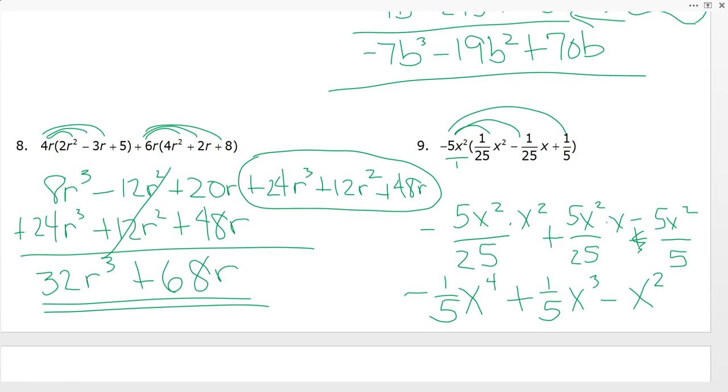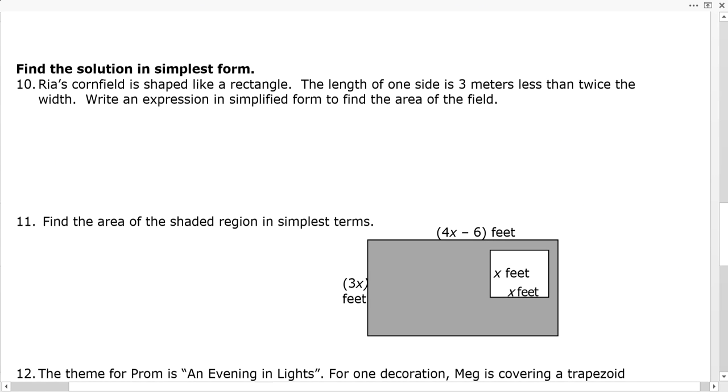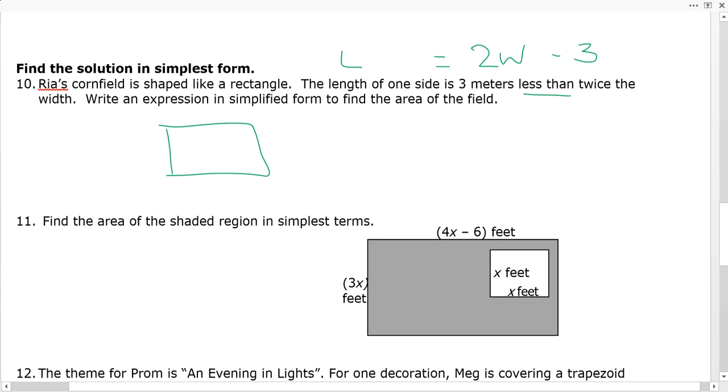Now we get to the fun ones. Word problems, yay! Okay, so we got a rectangle. The length of one side is 3 meters less than, means I move my minus 3 down here, twice the width. So this is 2w minus 3, and this is w. And I'm looking for area, so I'm going to multiply them together.